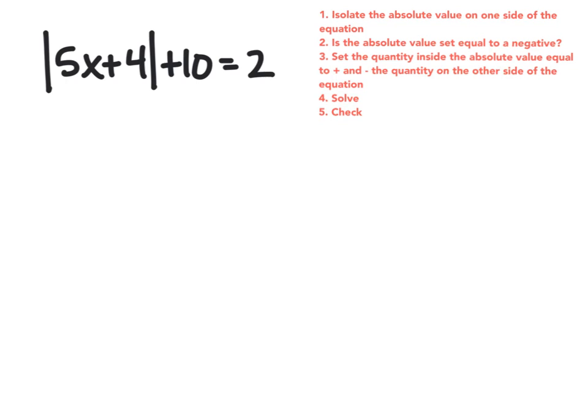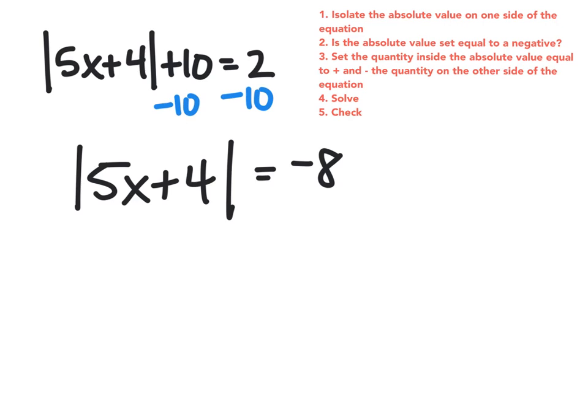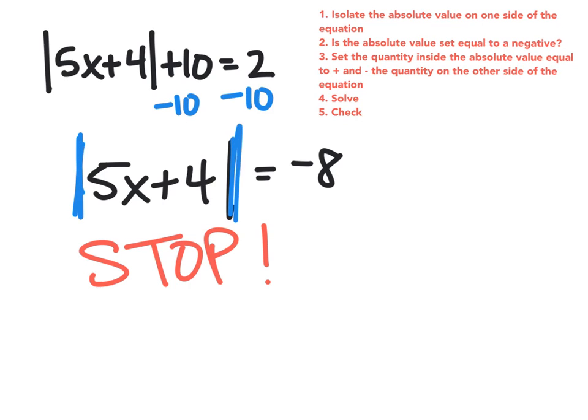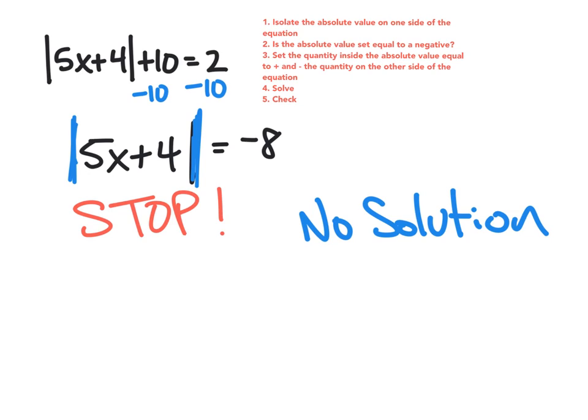All right, if we wanted to do it again, we would subtract 10, and we'd end up with the absolute value of 5x plus 4 equals negative 8. Now you have to stop yourself and say, what? This absolute value cannot equal a negative because we cannot have a negative distance from 0. In the other examples, we can take what's inside and set it equal to a negative, but the absolute value itself cannot equal a negative. So what we're going to say is that this absolute value has no solution. And another way that we can indicate no solution is with this circle with a line through it. That's called an empty set.